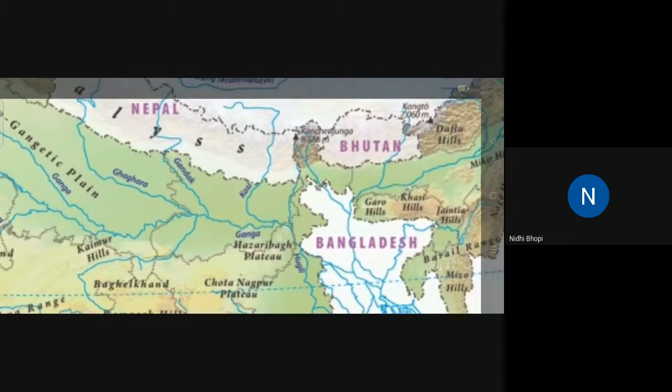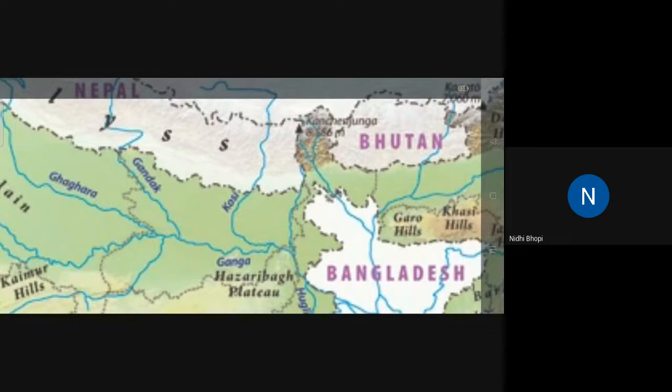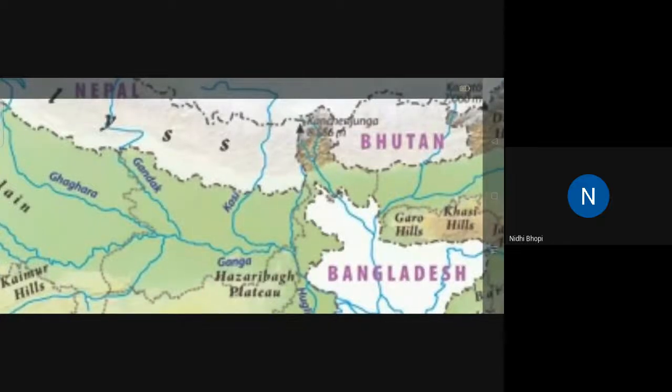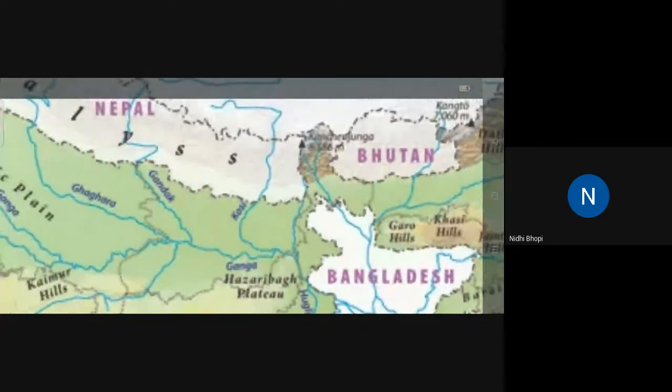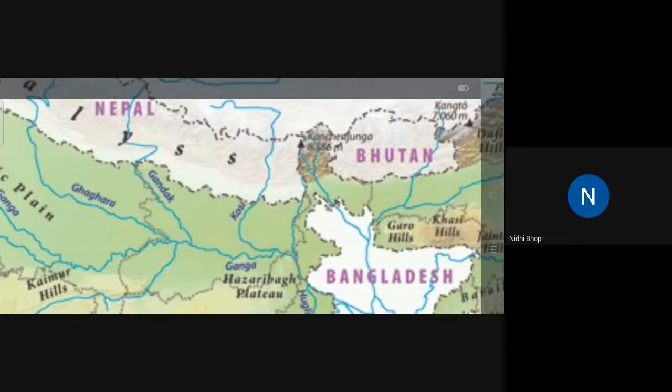Another important thing is you can see the river Kosi coming from Nepal. See below, Kosi is shown. You know, Kosi has a very unique character. Now, those who are in 5th and 6th, it is a little difficult to understand.